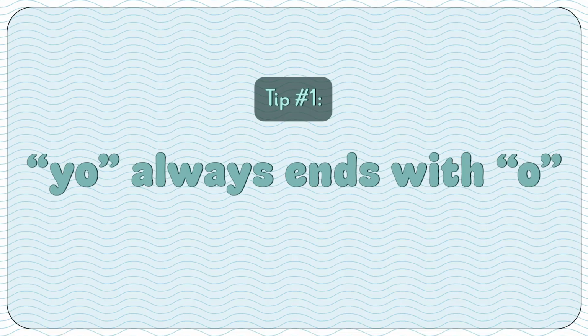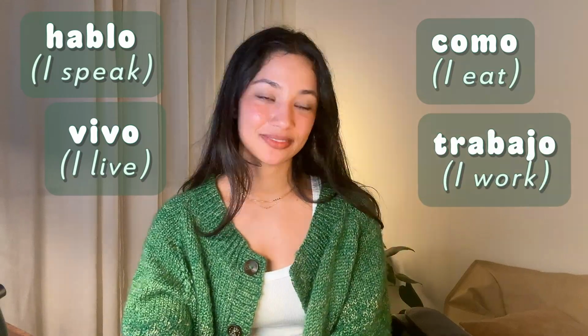I hope this is all starting to make a little bit more sense, but I do remember promising some tips and tricks. So let's get on to tip number 1. Every yo form will have the same o ending. Hablo, como, vivo, trabajo, quiero.